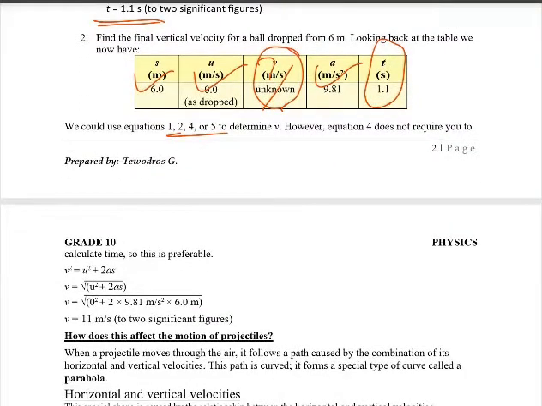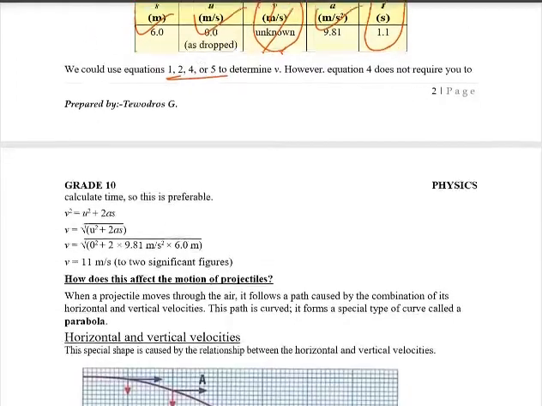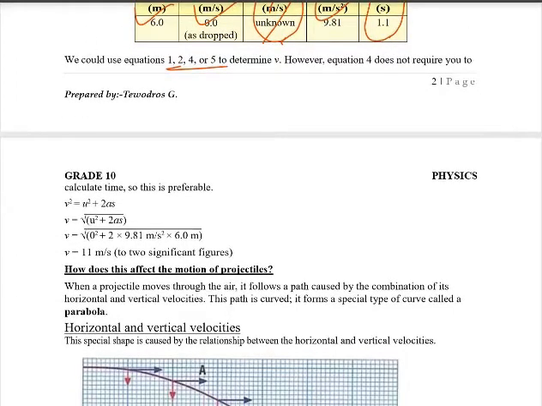Therefore, I use the fourth one. In the fourth one, v square is equal to u square plus twice of as. Since we are asked to determine v, we substitute the values of u square plus twice of as, and u is 0, and finally rearranging this, you get how much? 11.